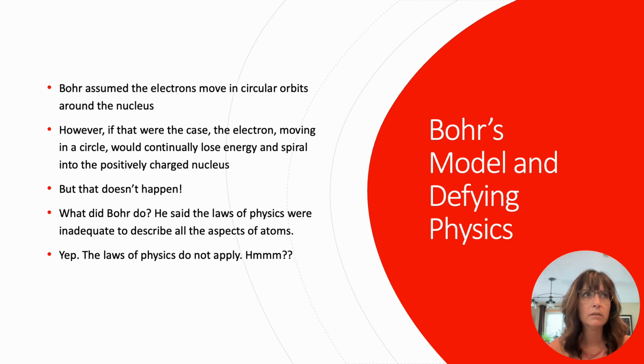So Bohr knew that there were these quantized amounts of energy, and he assumed that the electrons moved in circular orbits around the nucleus at set distances, at set energies. However, if this were really the case, the electron moving in a circle would continually lose energy and spiral into the nucleus, right? Positive, negative attract. But that doesn't happen. So what did Bohr do? Well, he simply declared that the laws of physics were inadequate. They just don't apply here. Really? That must be pretty arrogant to assume that the laws of physics don't work.